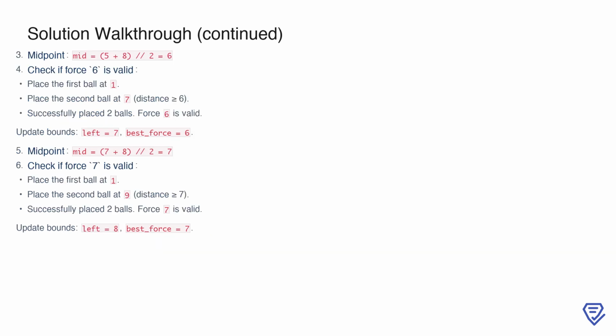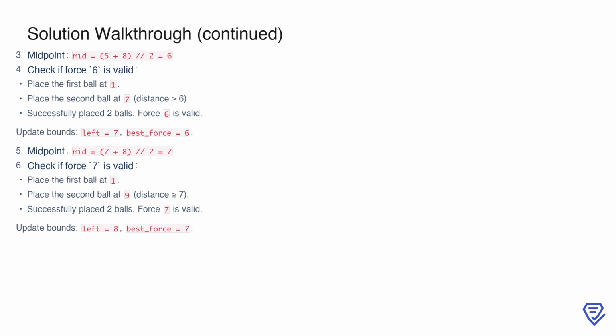Next, we calculate a new midpoint, mid equals (5 + 8) / 2 equals 6. Checking if force 6 is valid, we place the first ball at position 1 and the second ball at position 7, maintaining a distance of at least 6. Since we successfully placed 2 balls, force 6 is valid. We update the bounds to left equals 7 and best_force to 6.